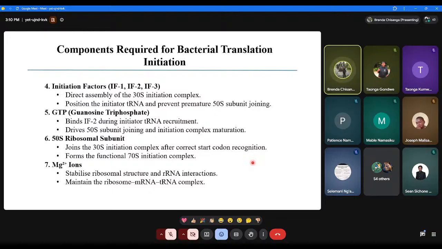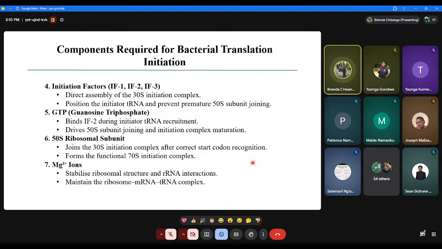So in a similar way, ATP provides energy. This process of initiation is also an energy consuming, or energy dependent, process which requires energy. And this time around, the energy is from GTP. Then also we need the large subunit, which is the 50S subunit.